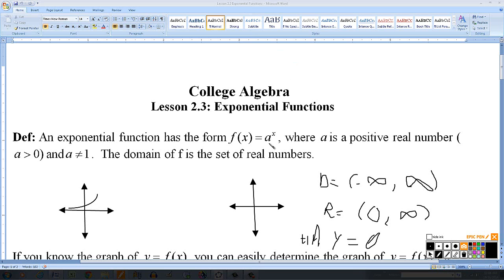Now, if the base is between 0 and 1, it cannot be negative, but if it's between 0 and 1, like 1/2 or 1/3 or 2/3 and so forth, then it's going to come down. It's going to pass through this point again, 0, 1, but it's going to come down this way. Okay, approach the x-axis but not touch. It'll have the same domain, minus infinity to infinity. The range will again be from 0 to infinity, not including 0, and the horizontal asymptote will be y equals 0. So that's going to be your typical exponential.